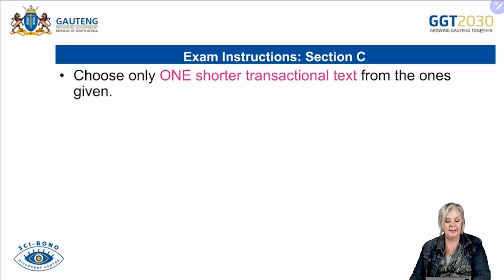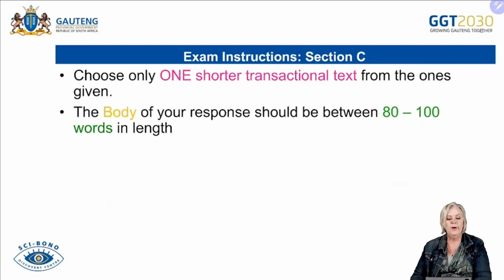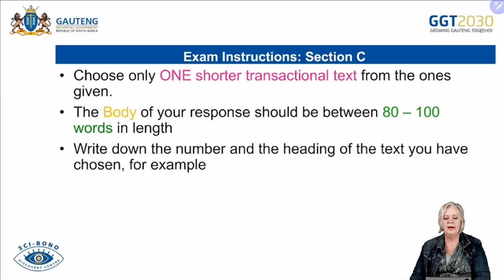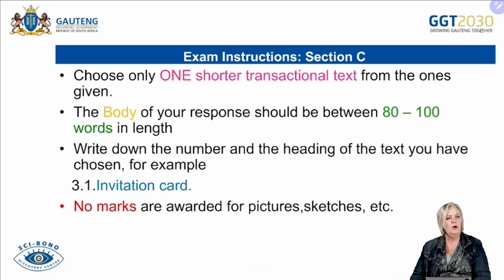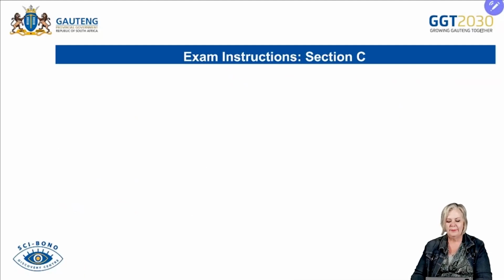Let's take a look at section C. Yet again, you choose only one shorter transactional text from the ones given. The body of your response should be between 80 and 100 words in length. Write down the number and the heading of the text you have selected, for example, 3.1 invitation card. No marks are awarded for pictures, sketches, etc., as I've indicated earlier.